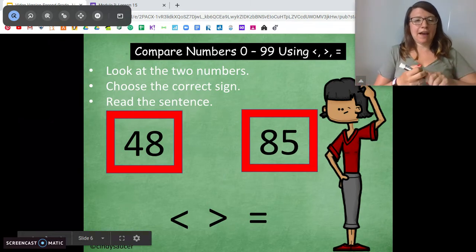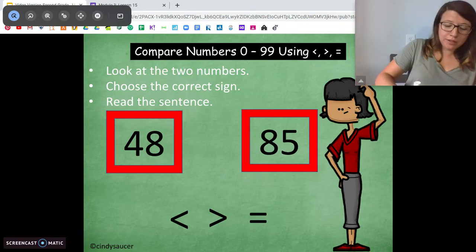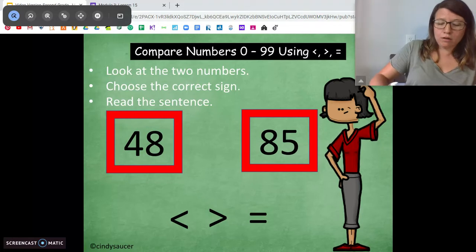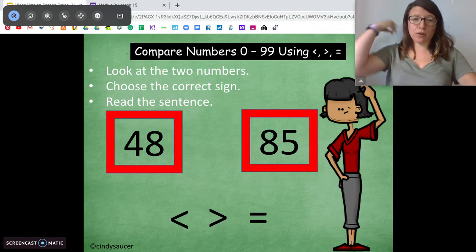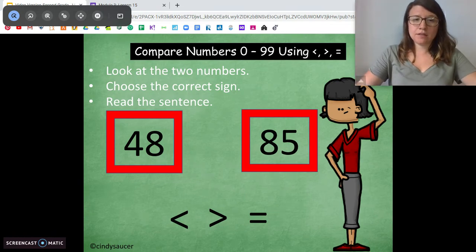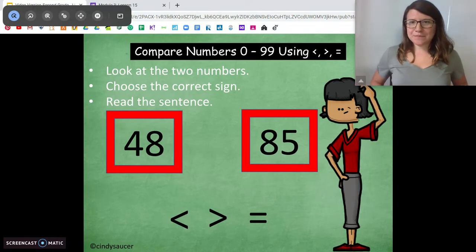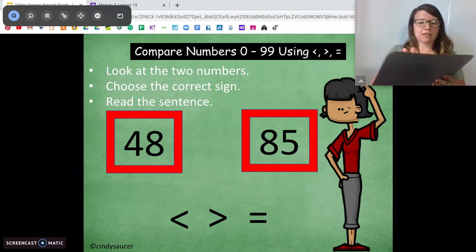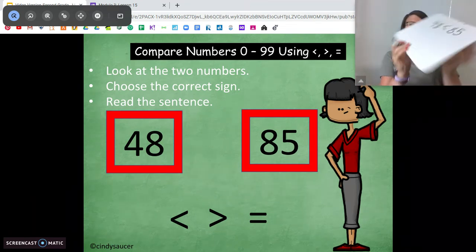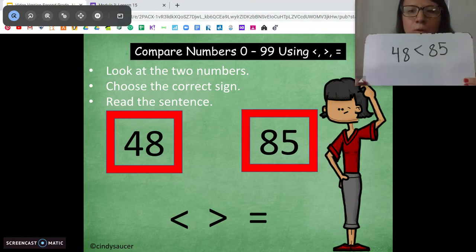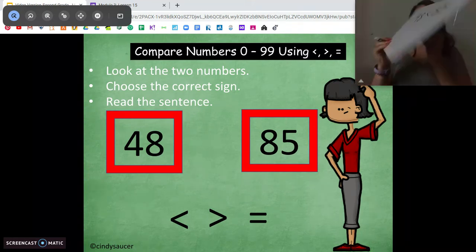48 and 85. Go ahead and compare them. Make sure when you're writing them on your board that you're writing them in the order that they are on the screen. Okay, that's important. It's important to how we read the sentence. All right, what'd you get? Good. Ooh, I messed mine up. 48 is less than 85. Awesome work. 48 is less than 85.